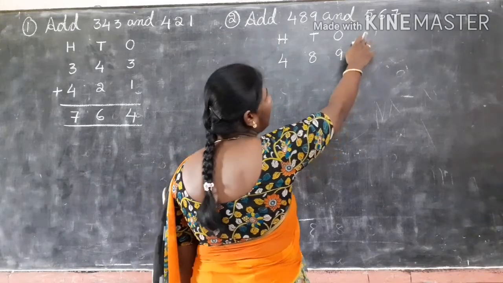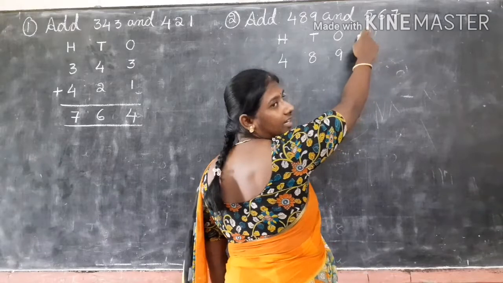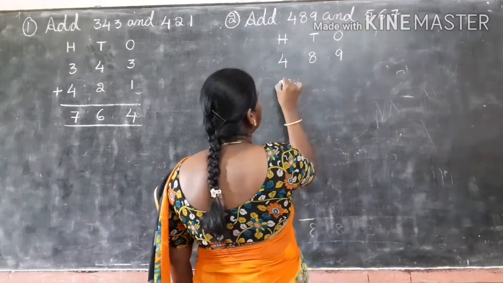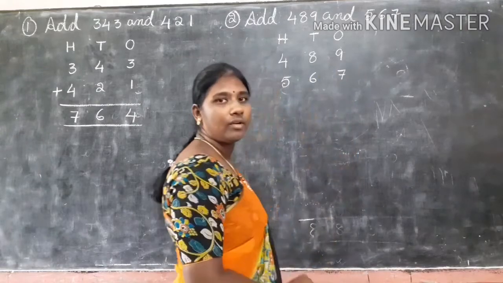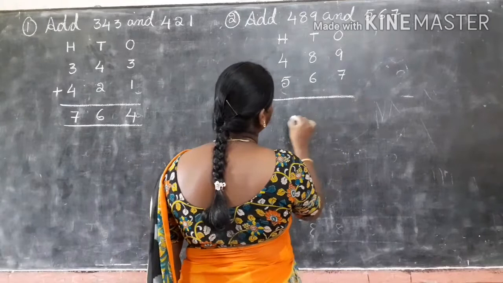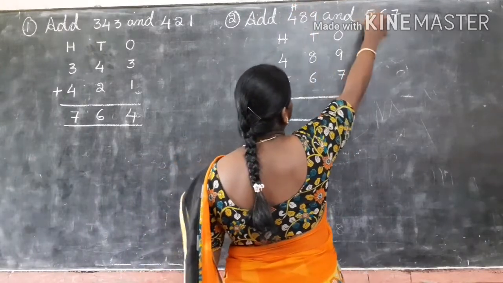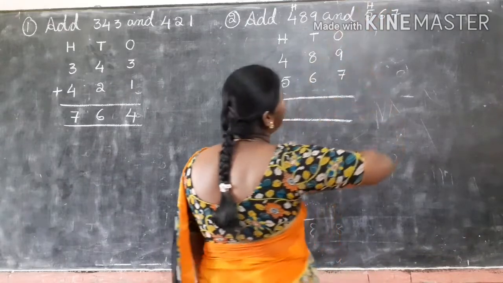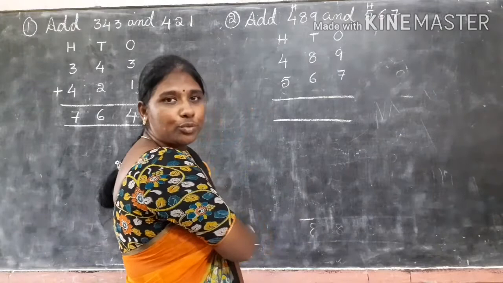Second number, what are the place values here? Ones, tens, hundreds. So it also starts from the hundreds place. So we have to write 5, 6, 7. Now add these two. It starts from the hundreds place, so we have to start writing the numbers from the hundreds place too.